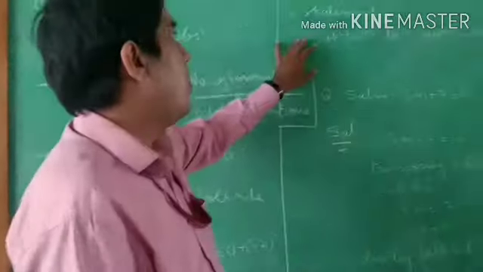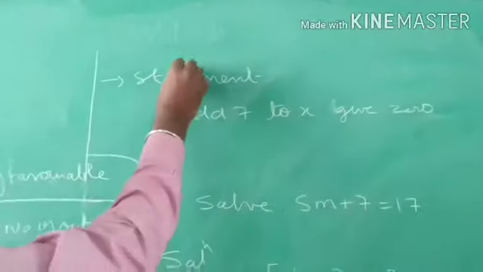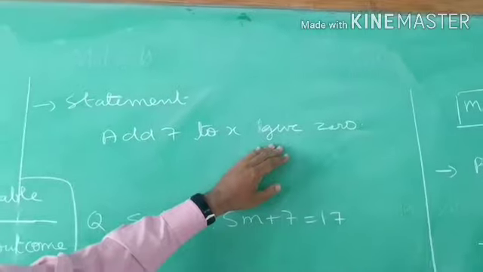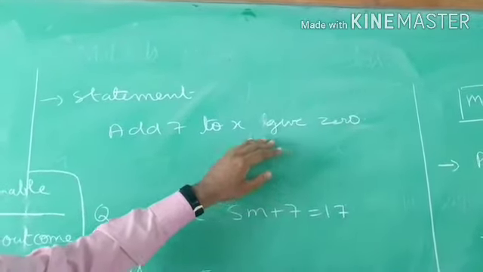Now here statement. So it comes here, convert this same question to statement form. So add 7 to x gives 0. It is a statement.